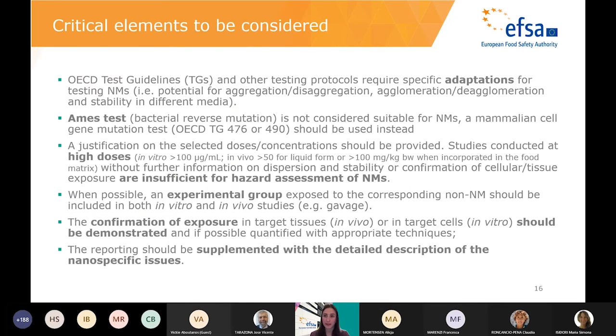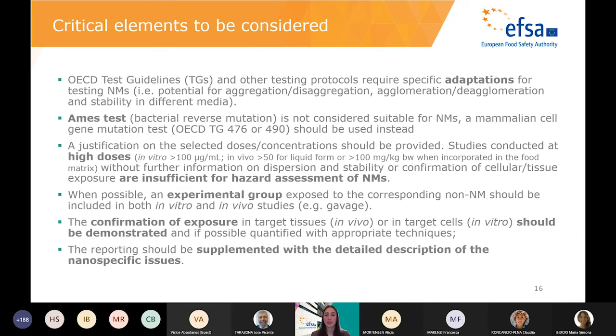When dealing with nanomaterials and nanotechnologies, there are some critical elements that should be considered and kept in mind. First of all, OECD test guidelines and other testing protocols require specific adaptations when testing nanomaterials because, for example, of the potential for aggregation, disaggregation, agglomeration, deagglomeration, and stability issues in different media. Secondly, the Ames test, as said before, is not considered suitable for nanomaterials, and the mammalian cell gene mutation test should be used instead.